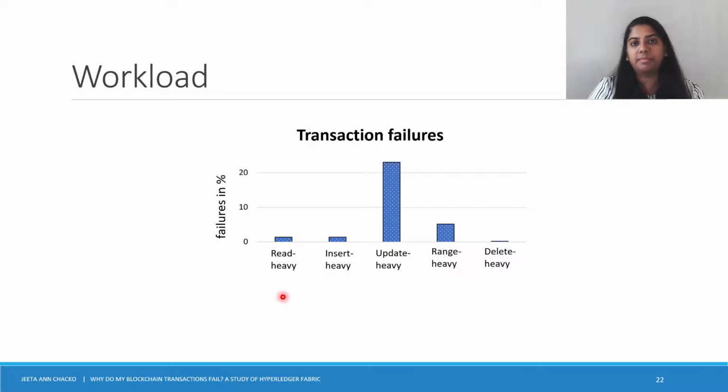The next experiment shows the total transaction failures with different workloads with a synthetic chaincode. And we can see that the update heavy workload has the most failures.